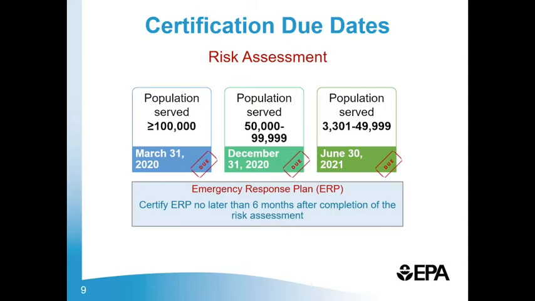So if you decide to certify your risk assessment on June 1st, 2021, then your emergency response plan certification would be due on January 1st. So I apologize. If you certify on January 1st, 2021, then your emergency response plan will be due June 1st, 2021. So no later than 6 months after the actual date that you certify your risk assessment is the due date for the emergency response plan.